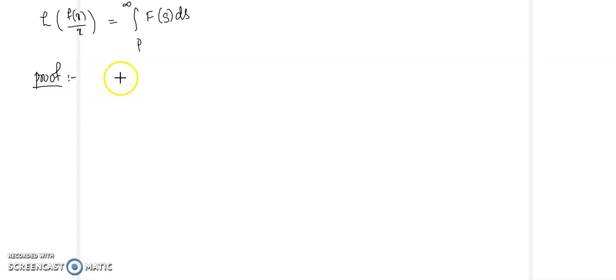For proof we'll start with the left hand side of the equation. So you have the integral from p to infinity of F(s) ds. So that is the integral from p to infinity. Now by definition, this function F that denotes the Laplace transform of f(x). So that is the integral from 0 to infinity.